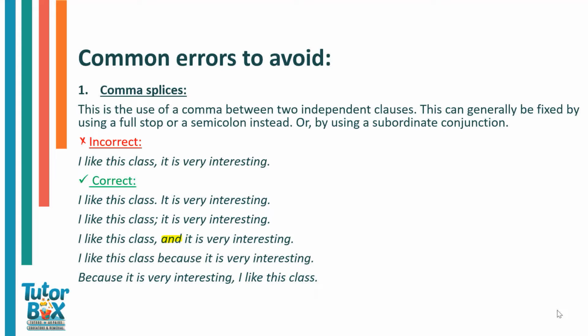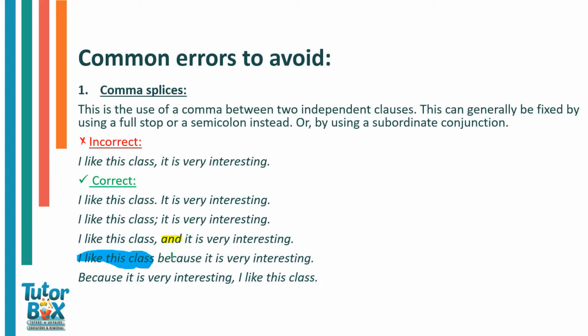Another way you can fix this error is by using a subordinate conjunction. In other words, this would be adding a dependent clause onto the independent clause by converting the one independent clause into a dependent clause. So just stay with me here. This part of the sentence stays the same, which is one of the independent clauses.